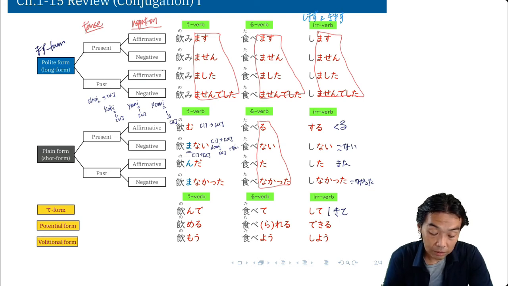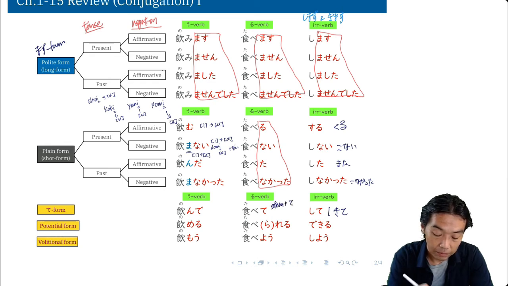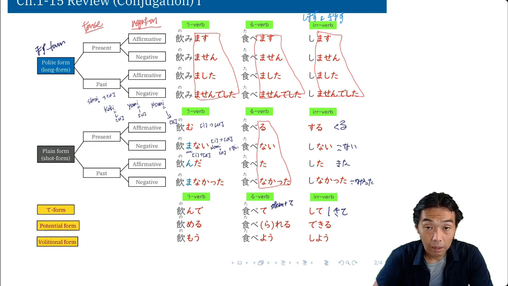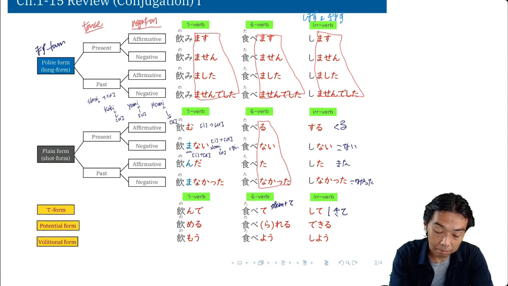Ru verbs are always easy. The te form of a ru verb is stem plus te. So tabete, nete, mite. It's very simple. In a way, it's the same process as the polite form, right? So you just have to memorize these affixes.